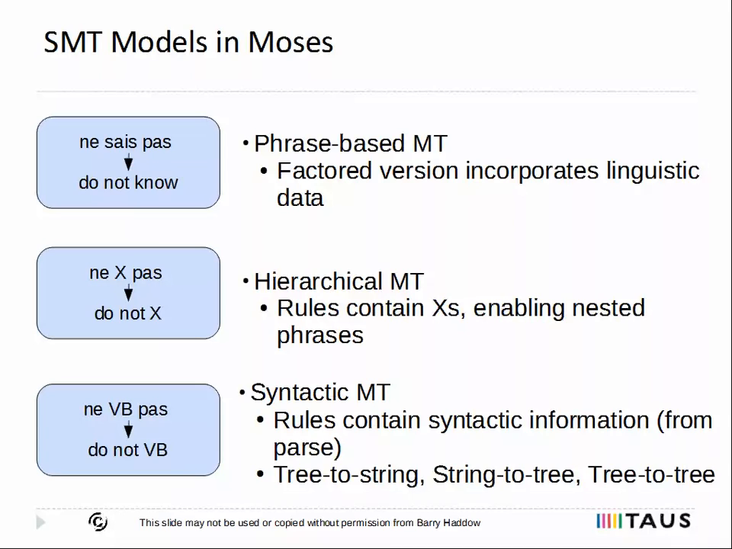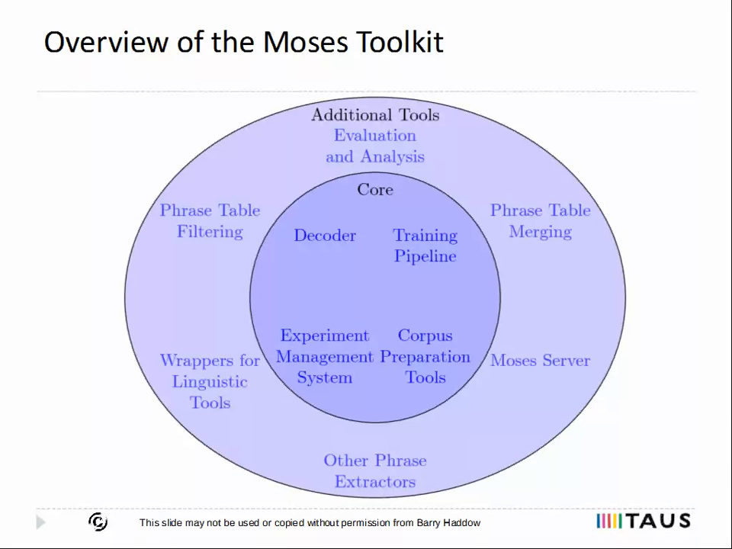Support for hierarchical and syntactic models was added to Moses in 2010. This required a new decoding algorithm, chart decoding versus stack decoding, and new extraction tools. Hierarchical models normally give better results when the languages are more structurally divergent, for example when translating from Chinese or Japanese to English. However, the training and decoding of these models can be a lot more expensive. Syntactic models are more of a research area at present, and Moses supports a variety of different types of syntactic models. As I mentioned earlier, Moses contains both core and contributed tools.